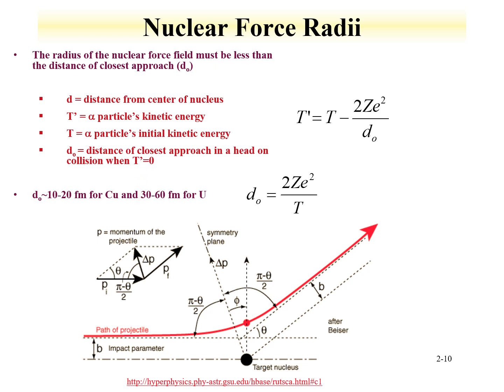So experiments are performed with this, and the gold foil scattering experiment is the classic. But with these experiments, what one can do is get the distance of closest approach. With an alpha particle, it's 2z, the charge, electron charge, divided by the kinetic energy. So you get distances of 10 to 20 femtometers for copper and 30 to 60 femtometers for uranium.